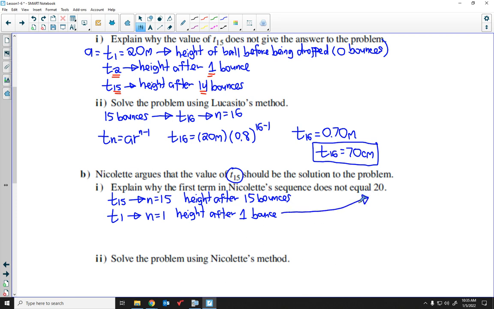Okay, 20 is the release height. So you release it, then it bounces to a new height. So we actually need to calculate what that number is going to be. That's actually really easy to do, to calculate what her first term in the sequence would be. So A is equal to T1. Well, all you do is you take the original height, which is 20, and then you just multiply by the growth factor, which would be 0.80. So in her sequence, 20 times 0.8 would be 16.